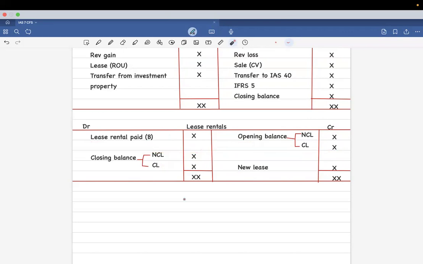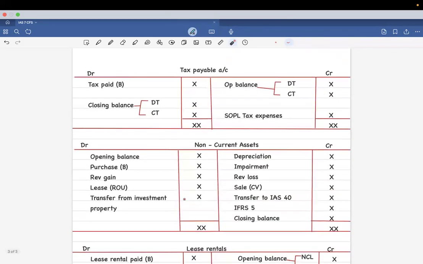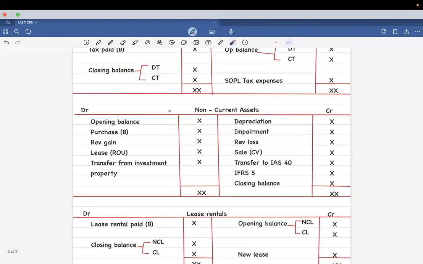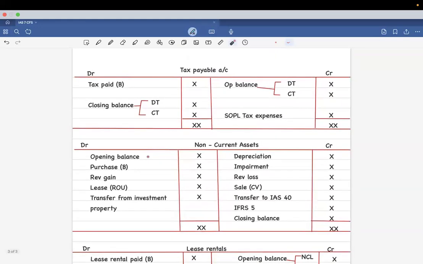So that would be the balancing figure. Understood? So if you study this page, the cash flow statement is going to be really easy for you because all the workings are given here. You just have to take it from here.